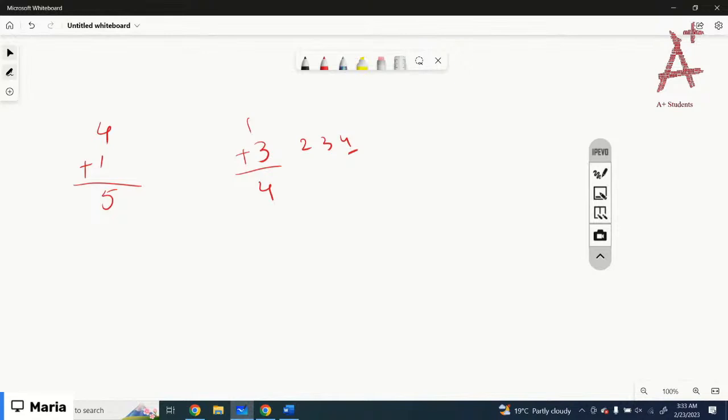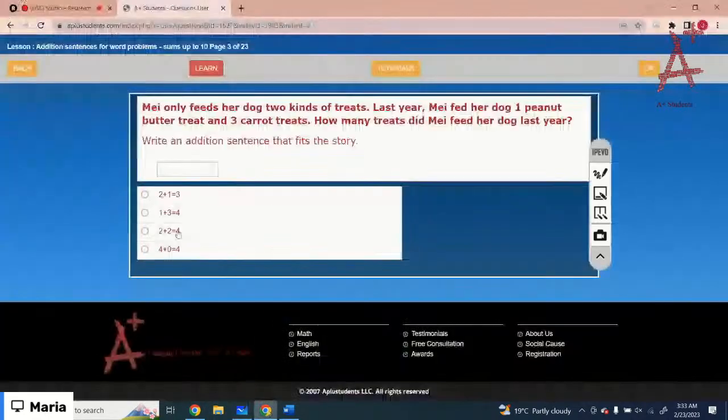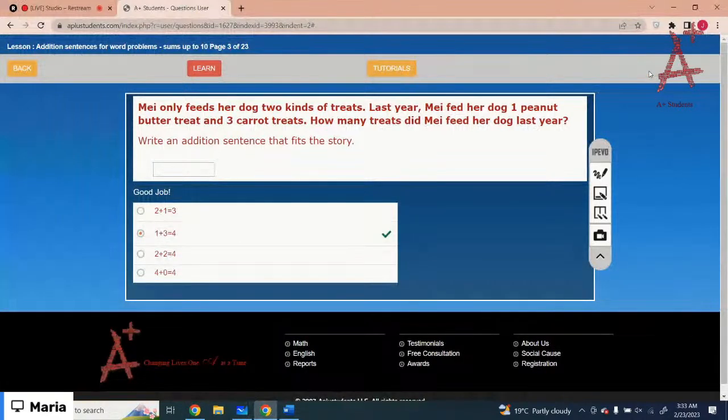So 1 plus 3 equals 4. That means the total treats she fed to her dog is 4. Got it? So the correct option is 1 plus 3 equals 4. Got it? Just select the correct option and click on the OK button.